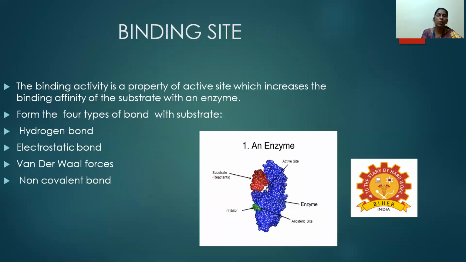And the next thing, we come to the binding site. The binding site activity of an enzyme increases the binding affinity of the substrate. Affinity is very important, as it attracts the substrate to the enzyme. How is the attraction carried out? We have weak bonds: hydrogen bonds, electrostatic bonds, van der Waals bonds, and non-covalent bonds. Here the strongest bonds are not involved in the activity.